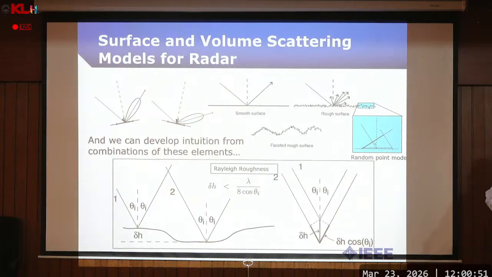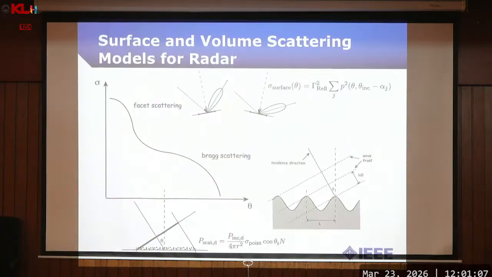So you can just look at an image, and if it's dark, because the radar signal went down to the ground and bounced away, then you know it's a smooth surface. If it's bright, then you know that it's a rough surface at the scale of a wavelength.